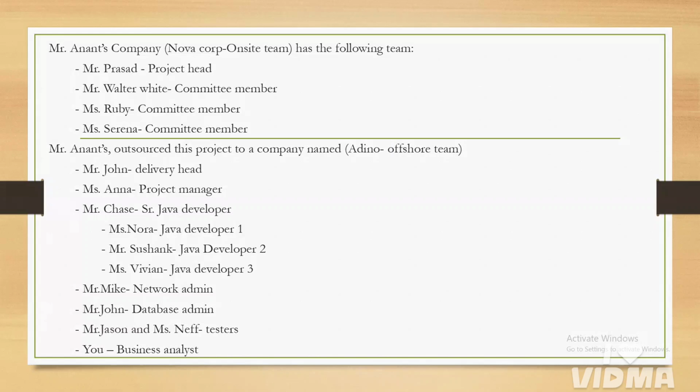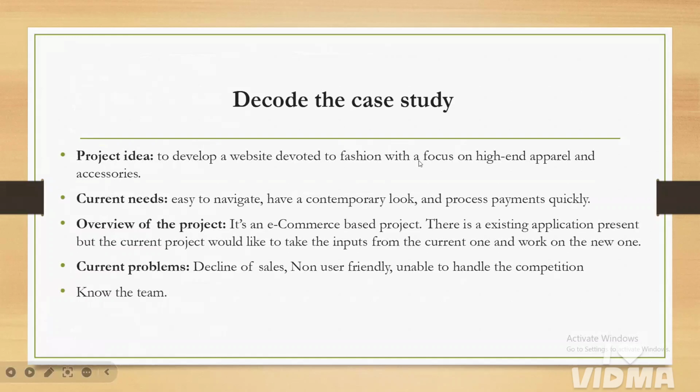Okay, so this is the case study, and the next one, you need to decode the case study. Decoding the case study is nothing but, we have a few points like project idea, current needs, overview of the project, and current problem. So here you can see this project idea is nothing but to develop a website devoted to fashion with focus on high-end apparel and accessories. So the project idea is to develop a web application based on fashion, mostly focused on fashionable accessories and all those things.